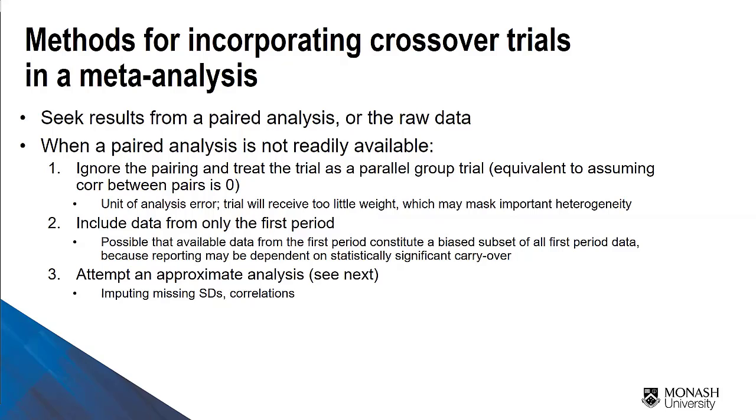We could include data from only the first period, which has the disadvantage that we're throwing away important information. It's also possible that the available data from the first period constitute a biased subset of all first period data. Or the third option, and this is the option that we would encourage, is to attempt an appropriate reanalysis of the data through imputation of missing standard deviations and correlations. So let's look a little bit more closely at that.